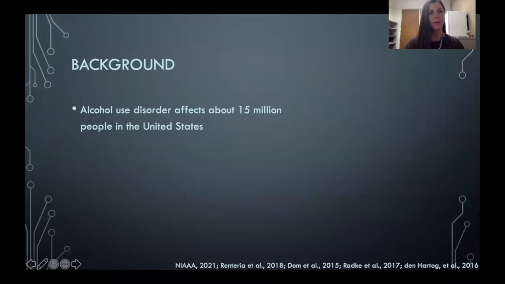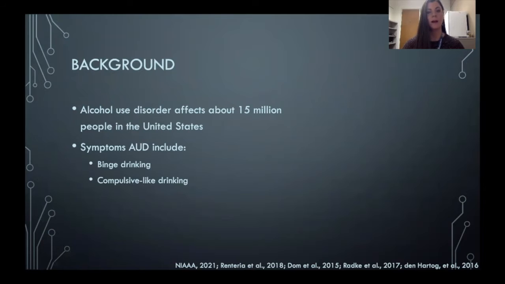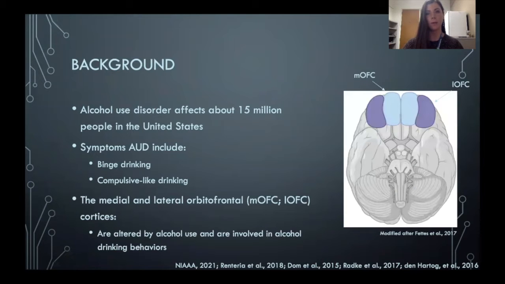For some background, alcohol use disorder affects about 15 million people in the United States, and it's a progressive disorder that ranges from mild to severe. Some symptoms of alcohol use disorder include binge drinking or excessive alcohol intake and compulsive-like drinking, defined here as drinking despite negative consequences.